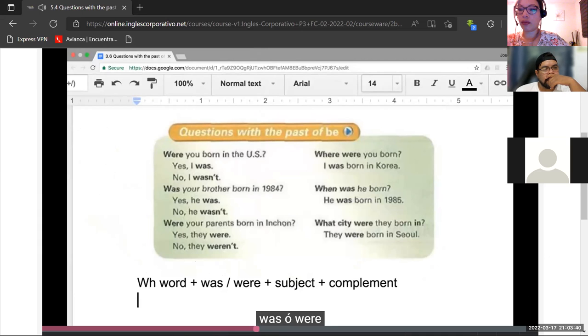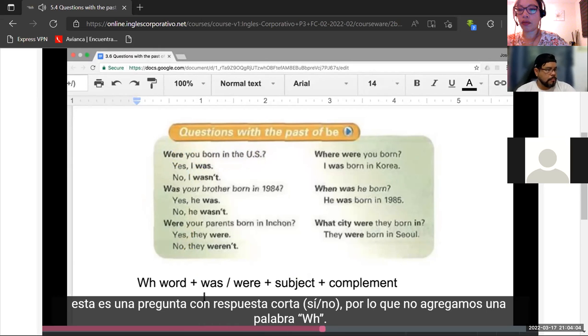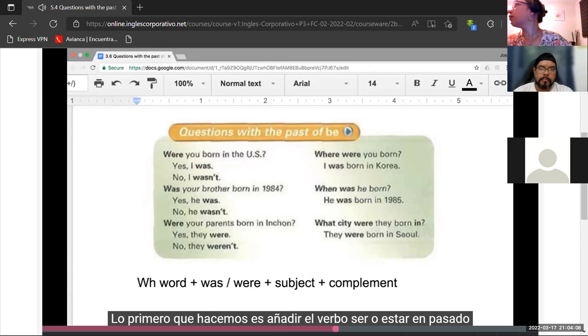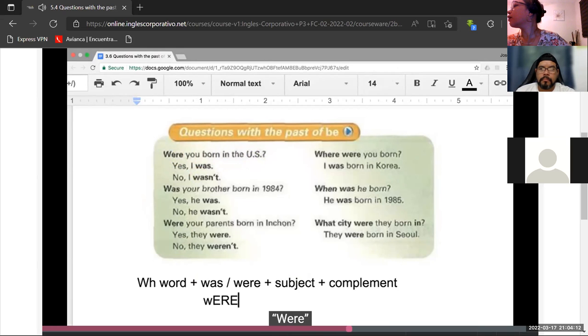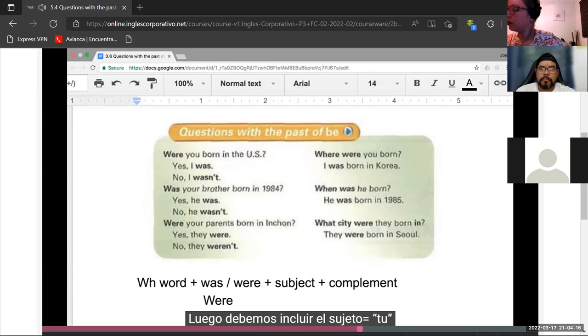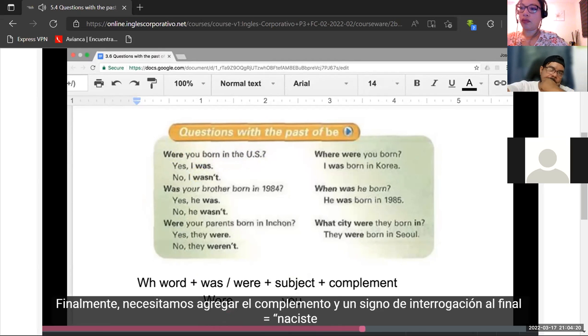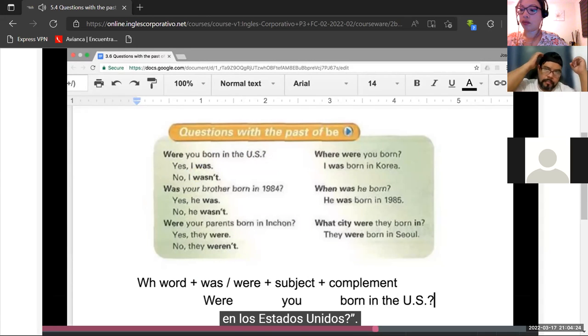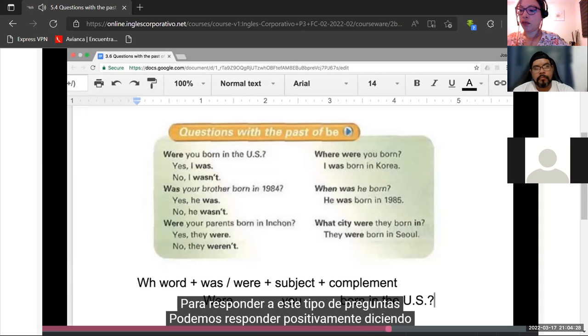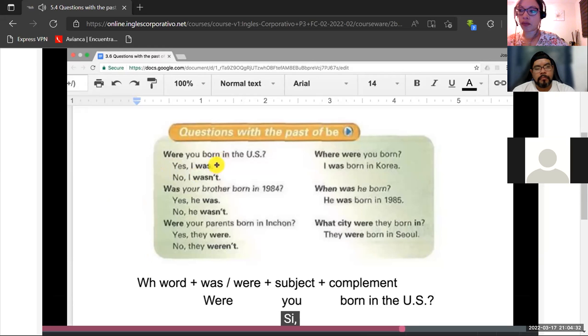WH word plus was or were plus subject plus complement. Let me point out that whenever we make yes or no questions, there won't be a WH word. Let's analyze a couple of examples. Were you born in the US? In this case, this is a yes or no question, so we don't add a WH word. The first thing we do is add the verb to be in the past, were. Next, we need to include the subject, you. Finally, we need to add the complement and a question mark at the end. Born in the US. To answer this type of question, we can answer positively by saying, yes, I was, or negatively by saying, no, I wasn't.